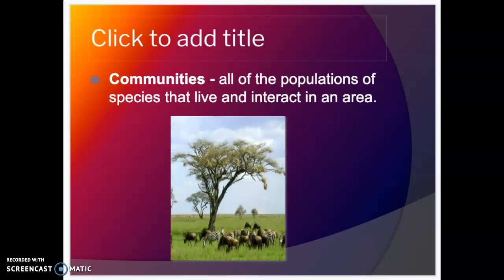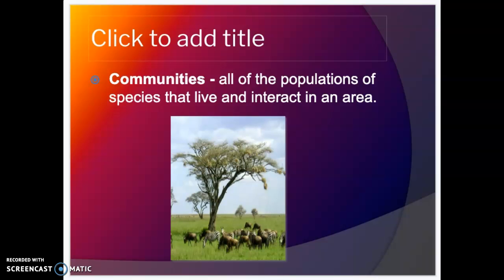You know, if we zoom out even a little bit more, we get bigger here, we have communities. And this is all of the populations of species that live and interact in an area. So you might have a bunch of different species in a certain area, like you could look at a marsh or you could look at a forest. All of the different populations of species that live and interact in an area, that's your community. So it's everything put together.